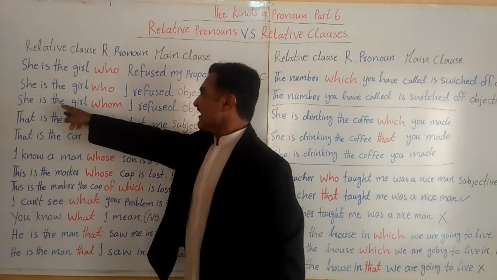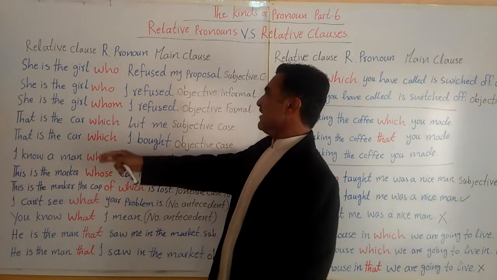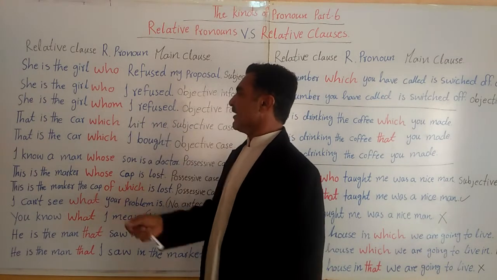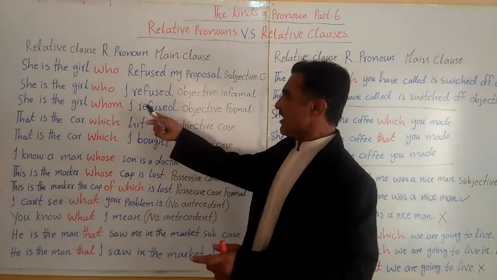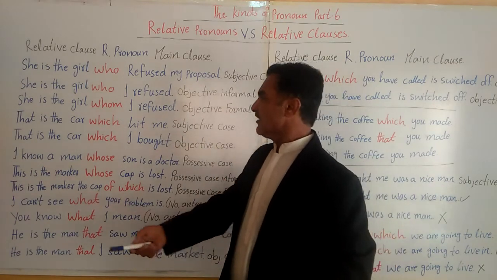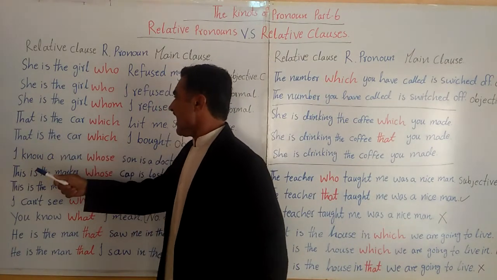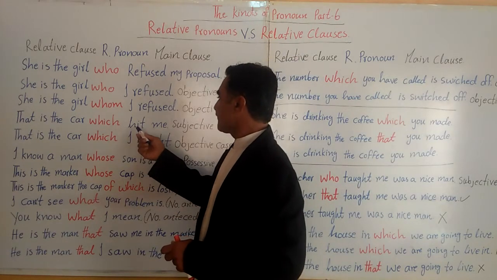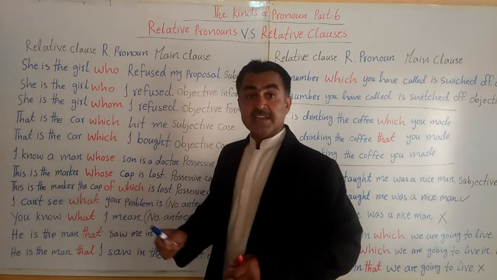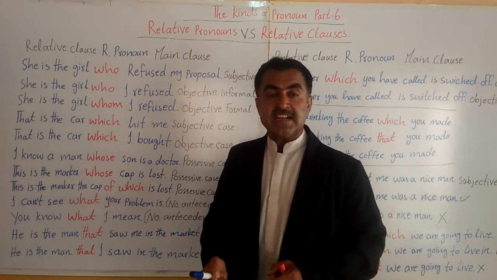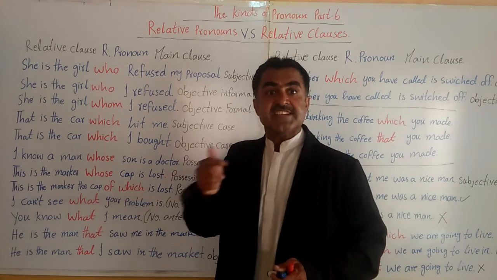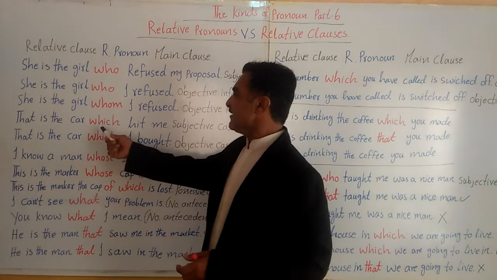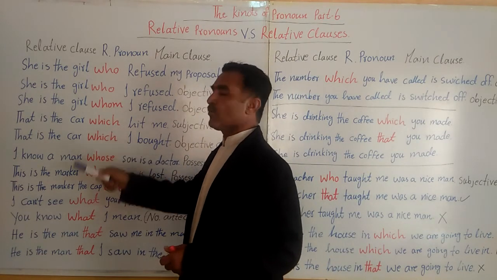She is the girl. Again, it's a clause. I refused her. These have been connected by the relative pronoun. This is the car. It's a sentence, a clause. It hit me. This is the car, one sentence. It hit me, the second sentence. I mean two clauses. So they are connected by this relative pronoun which.